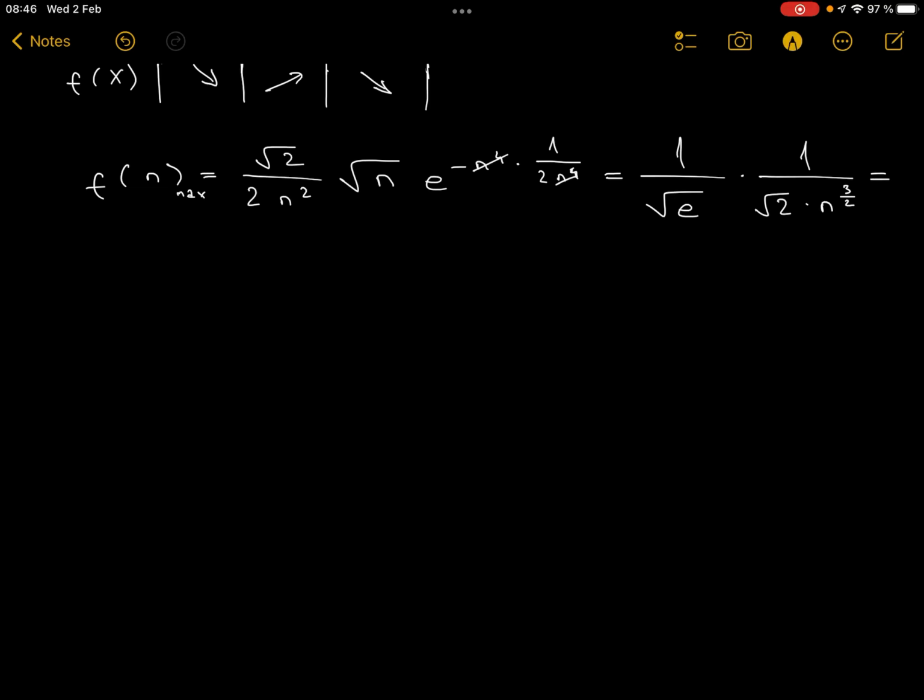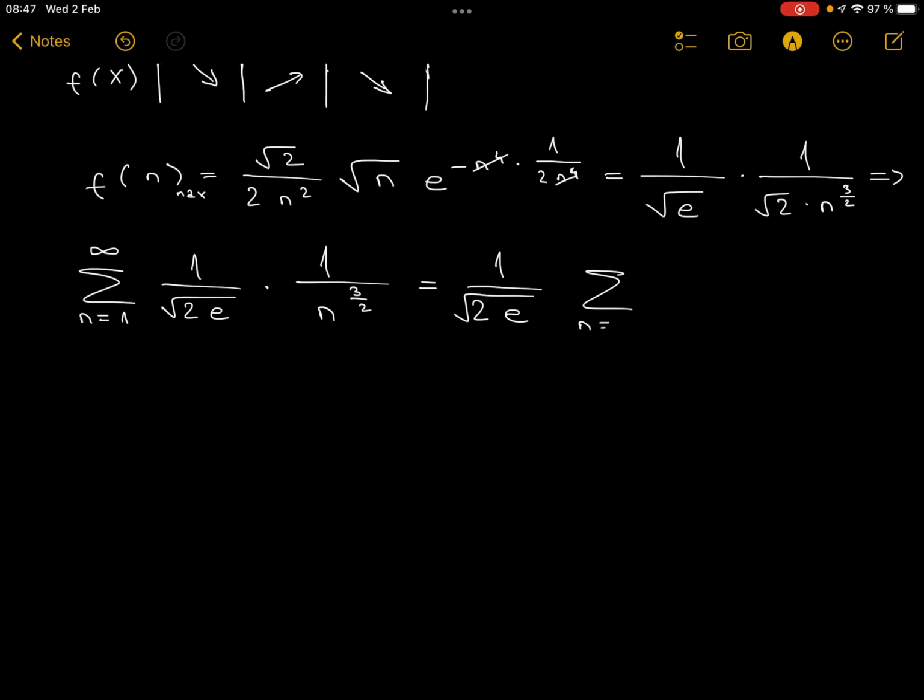Okay, so that means that now we've got a numeric series, the sum as n goes from 1 to infinity of 1 over the square root of 2e times 1 over n to the power of 3 over 2. Okay, and now we can just go ahead and factor out the constant, and we're left with this series.